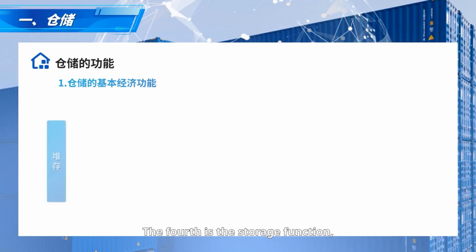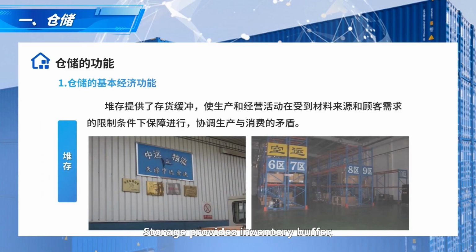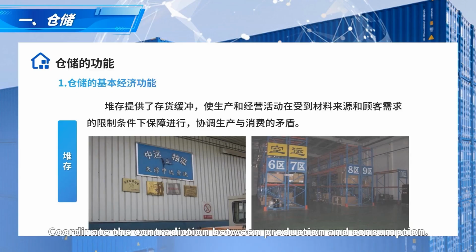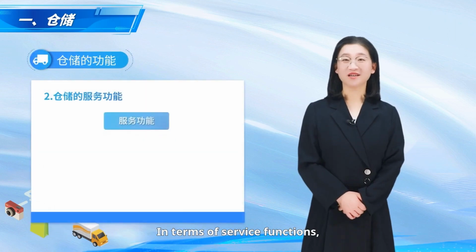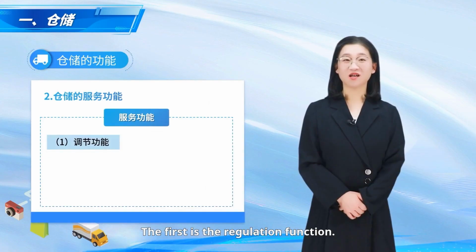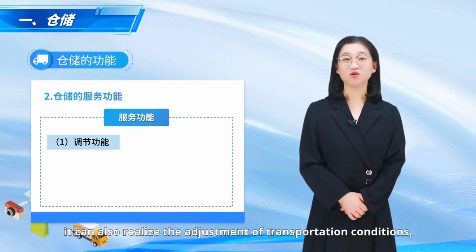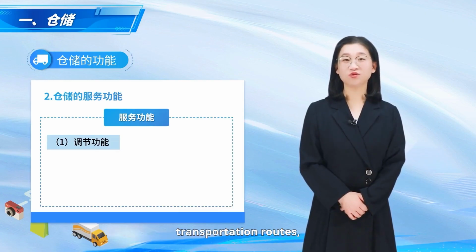The fourth is the storage function. Storage provides an inventory buffer, ensuring that production and business activities are still guaranteed to proceed under the restrictions of cargo volume and customer demand. It coordinates the contradiction between production and consumption. In terms of service functions, the first is the regulation function. Warehousing plays a role like a reservoir in logistics. While regulating the contradiction between production and consumption, it can also realize the adjustment of transportation conditions, transportation methods, transportation routes, transportation scale, transportation tools, etc.